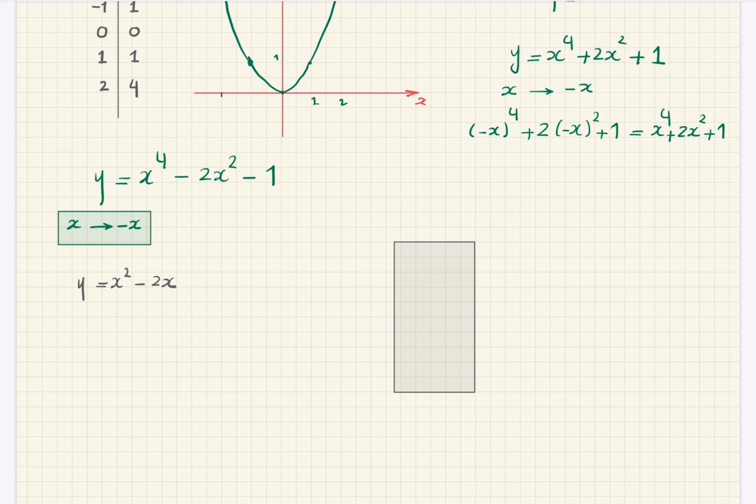Do you agree that answering the minimum value question for this function is much harder than the previous x squared function? Do you agree? Yes. Because of this negative sign. If I increase the values of x, this value increases, this value increases, but I subtract them. We don't know what's happening. Which one will dominate at the end? Or does this behavior remain the same for all values?